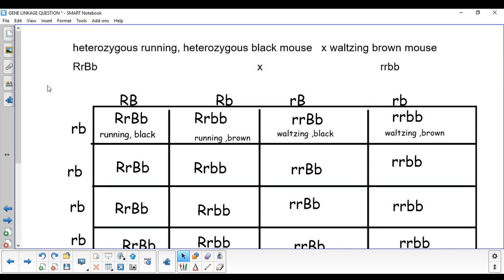The way to set this up, and it doesn't matter which side you put which parent, but I put the heterozygous parent on the top. One possibility is both dominant alleles. One possibility, dominant for running, recessive for fur color. Recessive waltzing and dominant for fur color, recessive for both. That's this parent. Because this parent is homozygous recessive for both traits, there's really only one possibility: little r, little b, the two recessive alleles are the only possibilities.